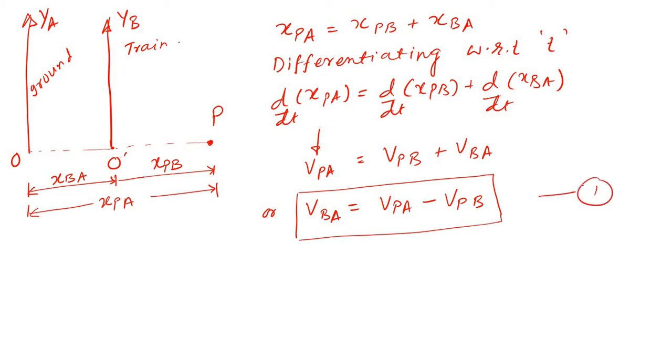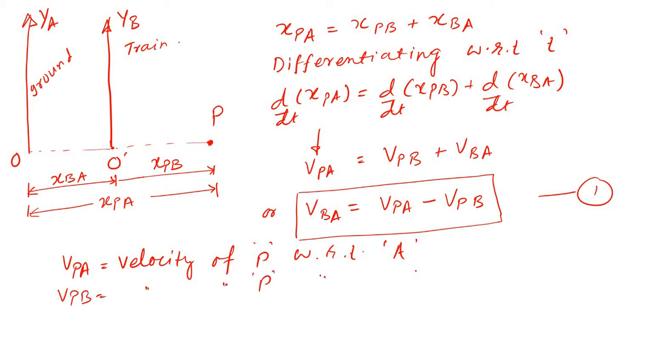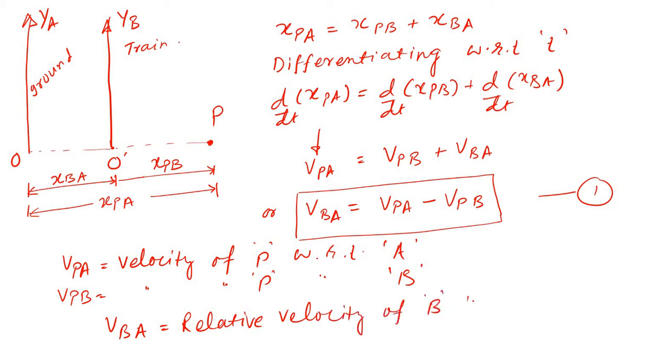Let's say this is equation number 1, right? So here VPA is the velocity of the particle P with respect to reference frame A, and VPB is the velocity of point P with respect to B. And VBA is nothing but the relative velocity of B with respect to A. So it is interesting to find the relative velocity, and there are many practical examples in which this is going to be used, right?